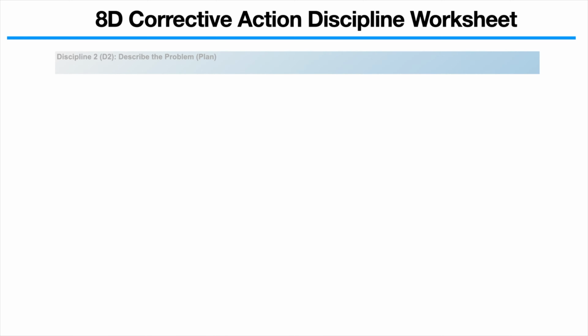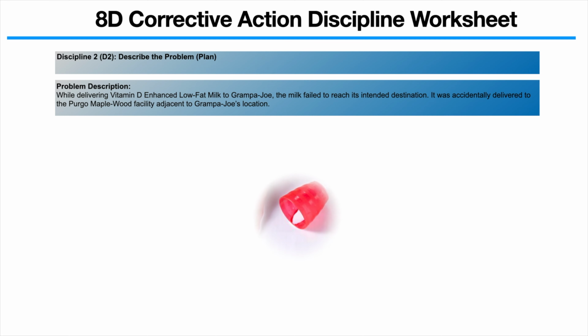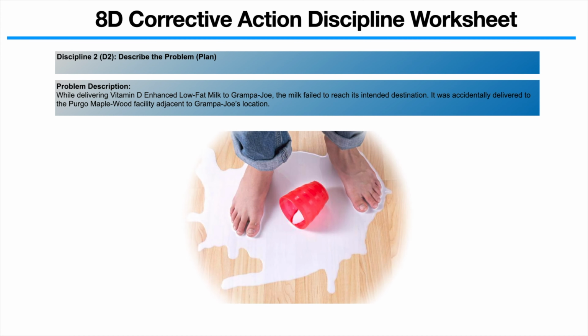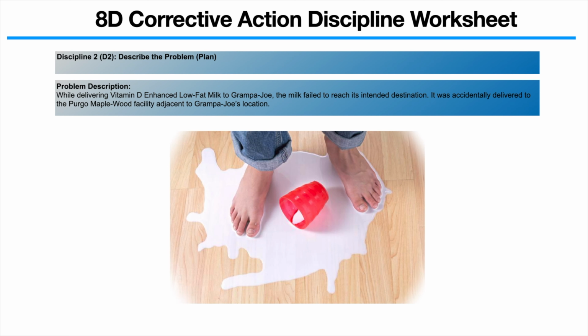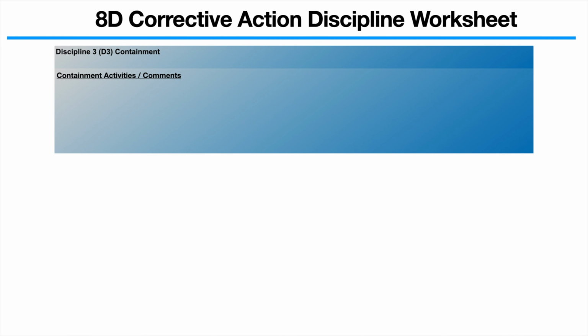The second discipline, Describe the Problem, is exactly that. For this example, while delivering vitamin D enhanced low-fat milk to Grandpa Joe, the milk failed to reach its intended destination. It was accidentally delivered to the Pergo Maple Wood facility adjacent to Grandpa Joe's location. The words we use here must tell enough of the story to help the team and others understand the problem from the customer point of view. If you can quantify it or get a photo or two of the problem, add that as well for visual representation.